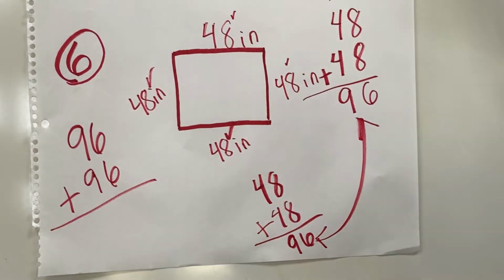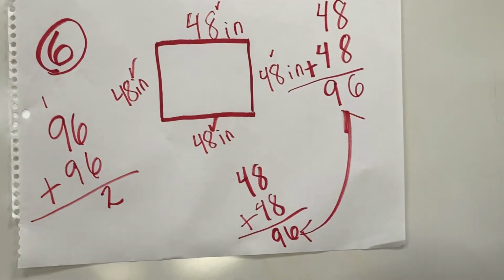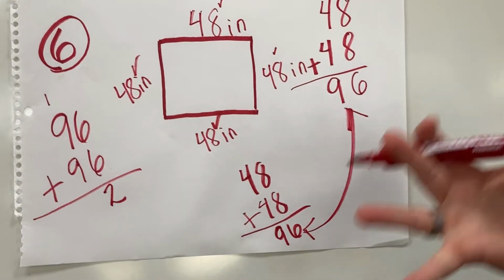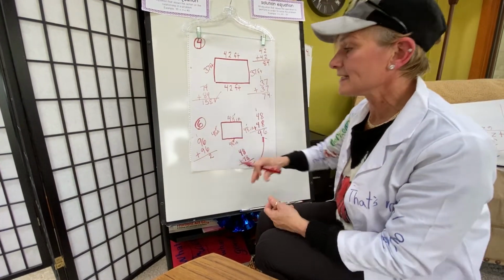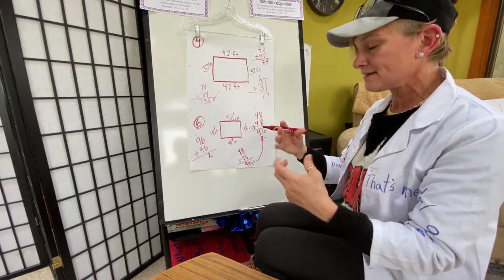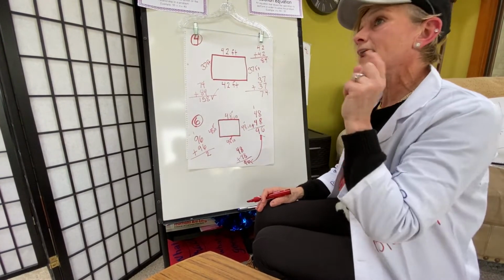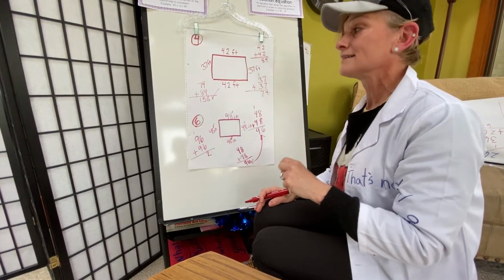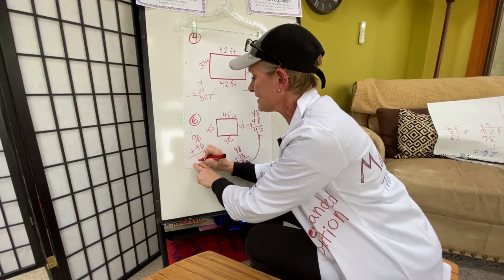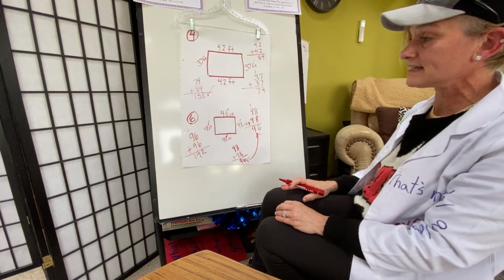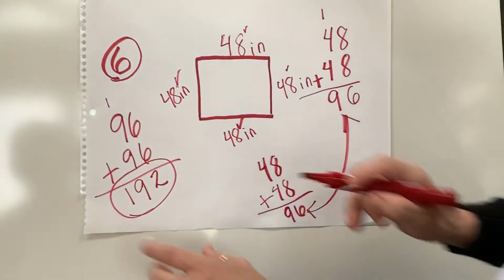6 and 6. Yep, it's a 12. 2 extra ones. Bring that 10 over. You all know 9 plus 9 is 18. But 90 and 90 is 18 tens. If I have 18 tens and I add a 10, I have 19 tens. Yeah, 19 tens is 190. 192. There is my total.